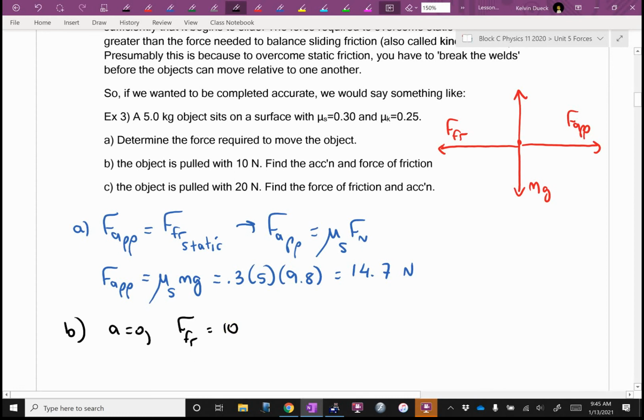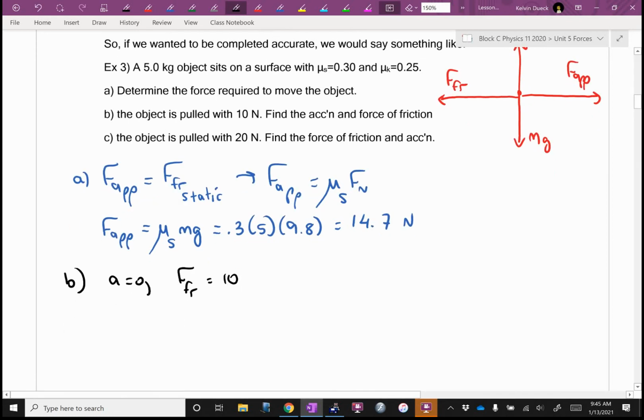What if I pull with 12 newtons? Will it accelerate? No. How big is friction? 12. Now, let's look at part C. What if I pull with 20 newtons? Will it accelerate? Okay, now I'm going to have to do an equation.